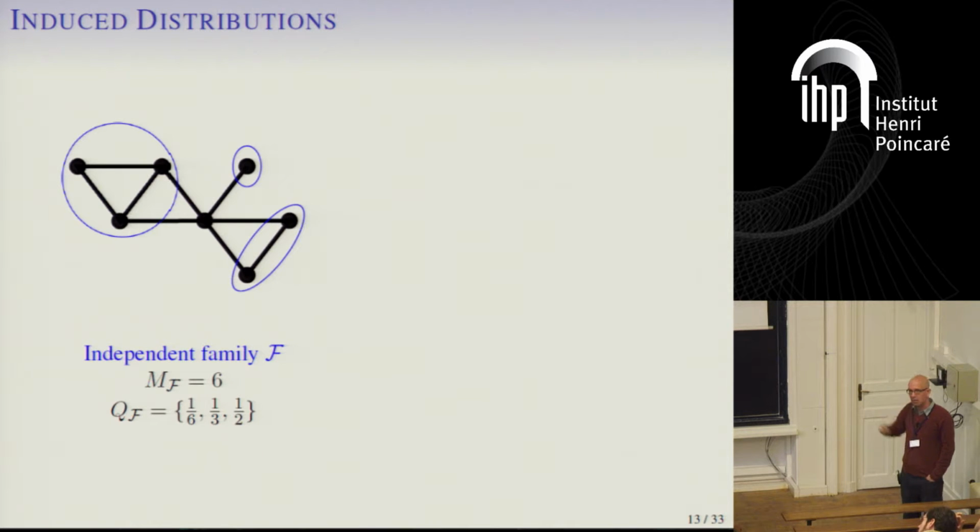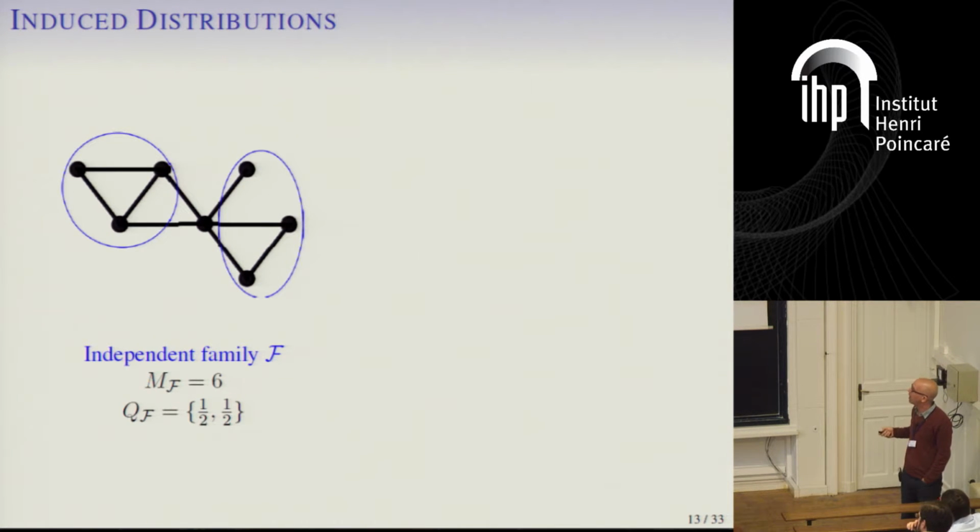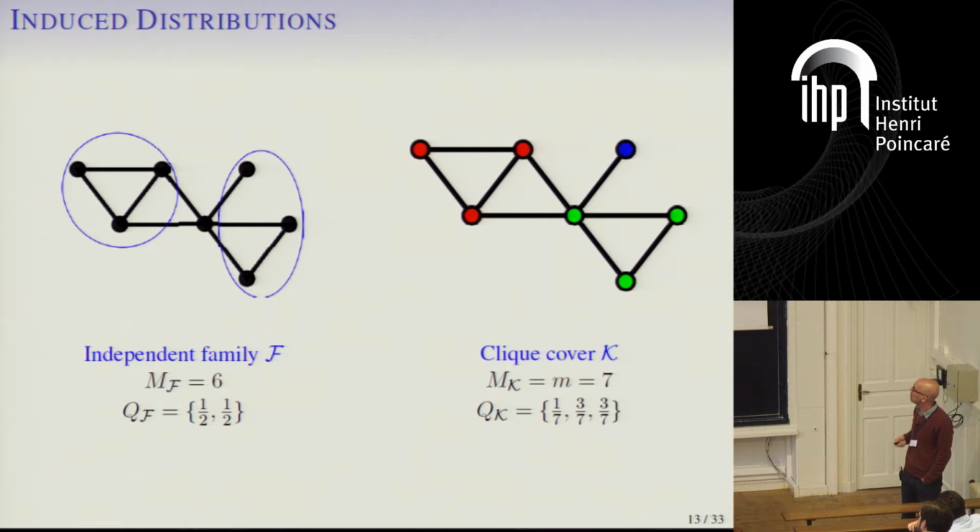All right, so let's get some more elaborate bounds by looking at induced distributions of independent families. So what is a distribution induced by an independent family? Well, here's one independent family. The induced distribution corresponds to the sizes of the subsets, right? So it's very natural. We have 6 elements participating in this independent family, and the sizes of the subsets are 1, 2, and 3. So our distribution is 1/6, 1/3, and 1/2. If we had another independent family, in this case, the distribution would be 50/50.